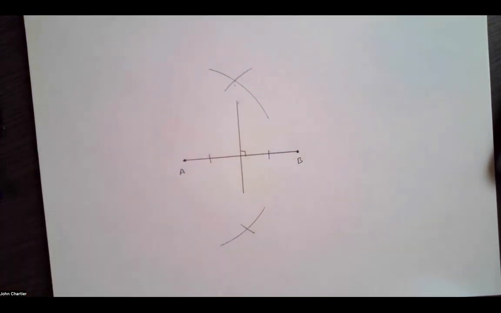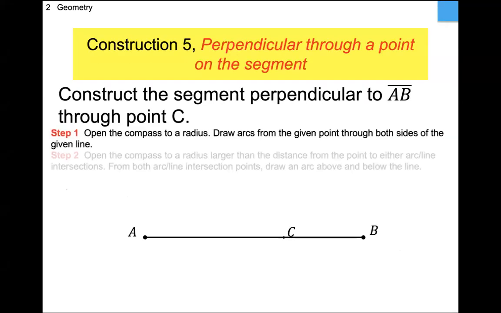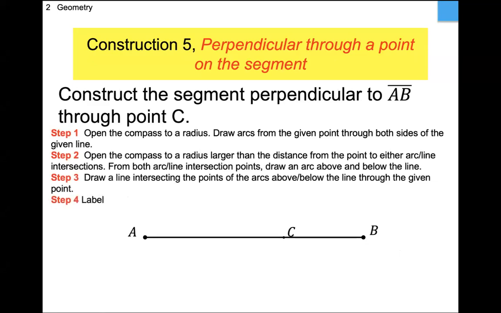All right, let's go back to the next construction. So this is the next construction. This one also has 4 steps.